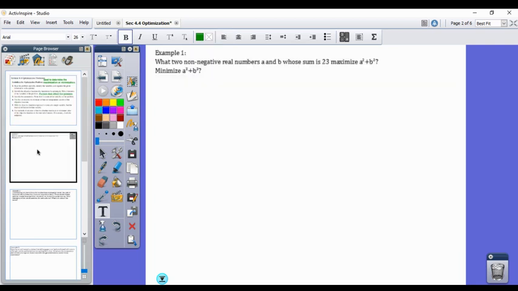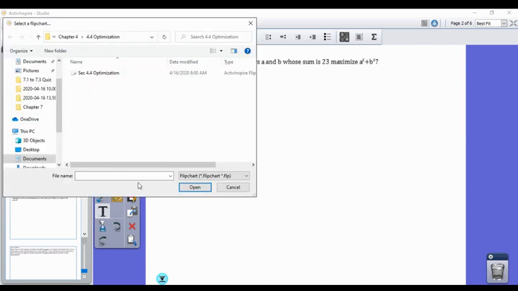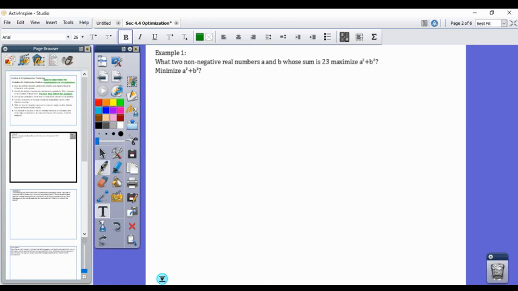Okay, so for this first problem, we have two non-negative real numbers whose sum is 23. We want to maximize a squared plus b squared, meaning I want to make that the highest possible value that I can possibly get. And then I want to minimize it, what is the smallest that it could be, given that my sum is 23.